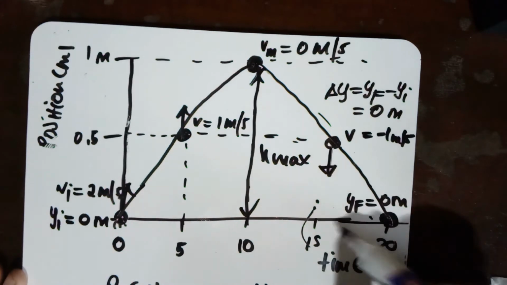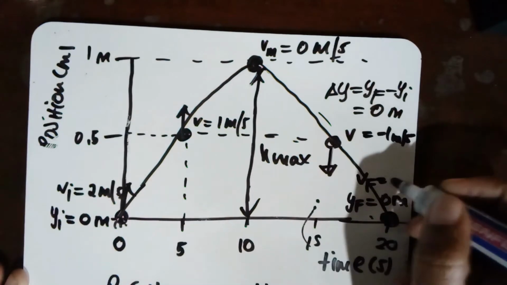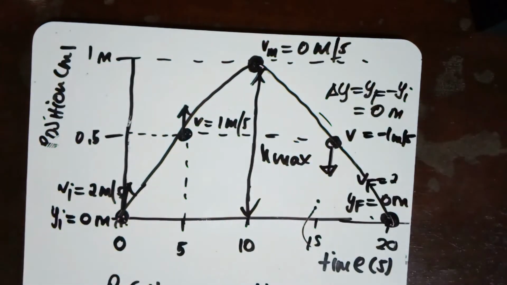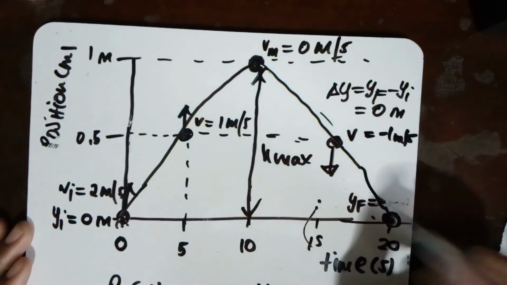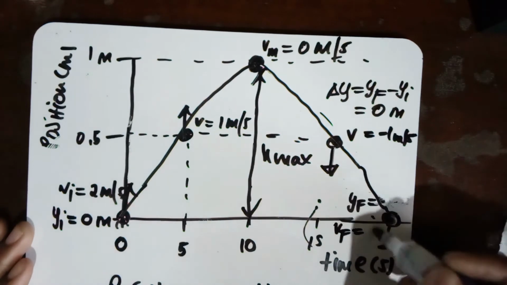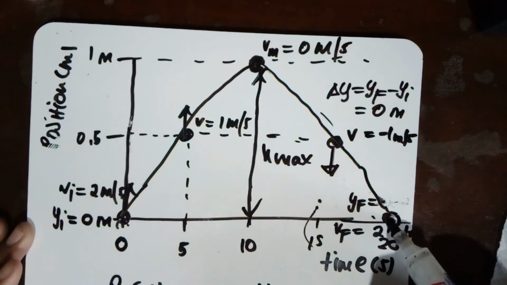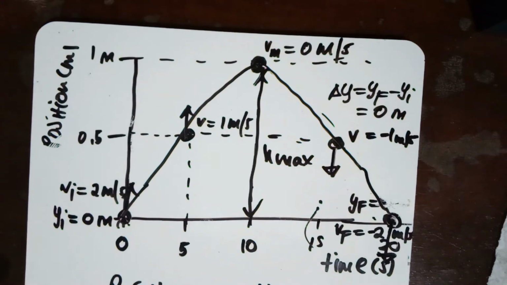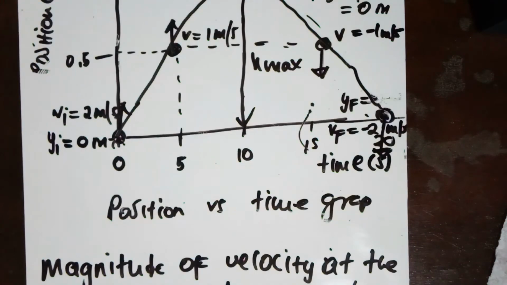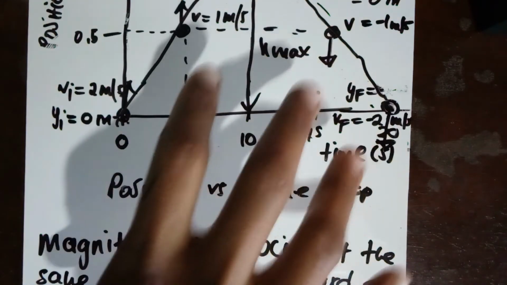Here, the final velocity would be VF. It will be the same as the initial one, which is 2. Okay, I need to create space now. So here at this point we would have VF, which is 2 meters per second. But because the motion is actually pointing down, it's going to be negative. So that is also an important thing to understand. Knowing these things will help you very much in solving problems related to projectile motion.